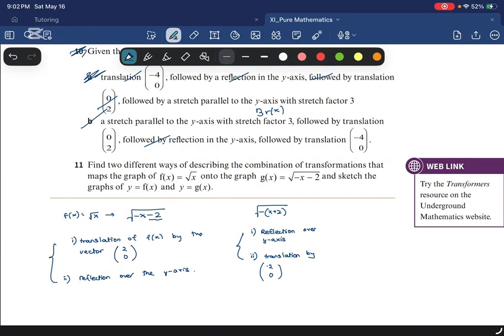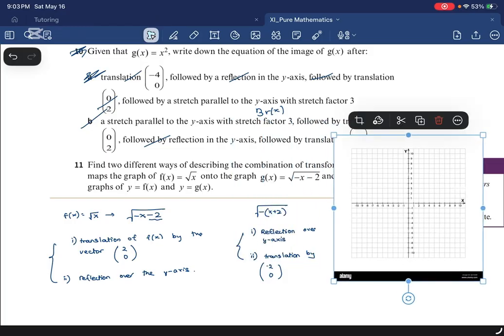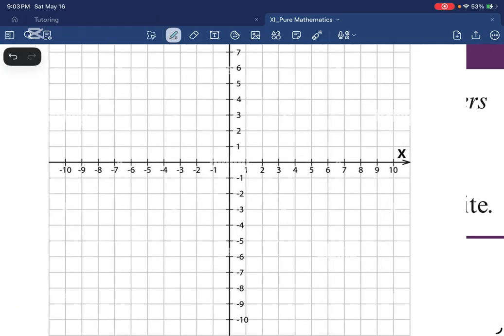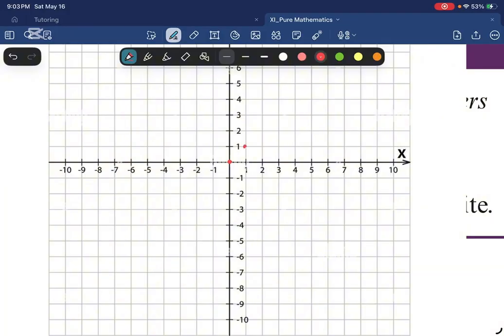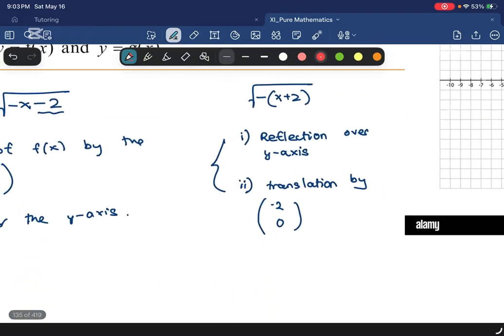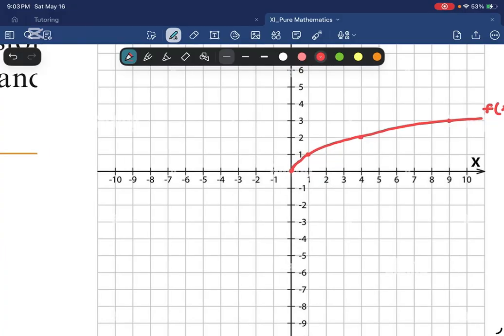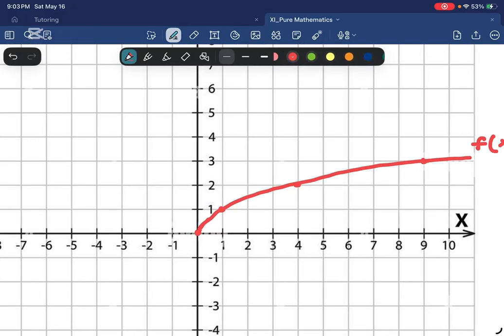And the graph, so the graph of square root of x looks something like this. Something like this. So this is f of x. And basically, if you follow the order, they're both gonna map to the same graph. So first, a translation by 2 comma 0 is gonna give me this curve.